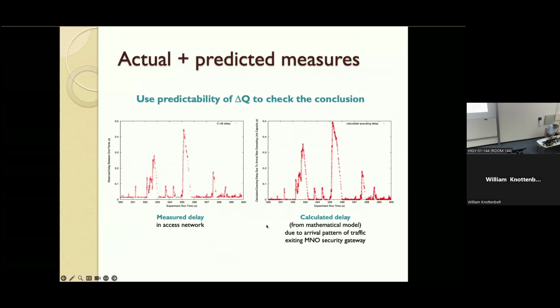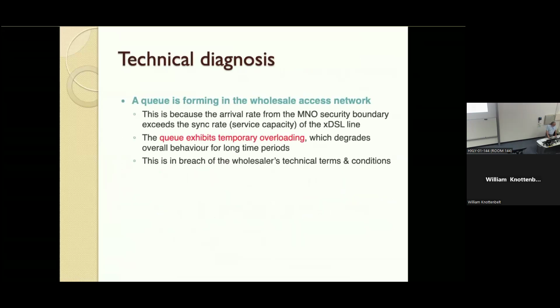Okay, so with this, we can actually measure; this is the measured delay on the left. We can actually make a mathematical model of the system, and you can see that they correspond closely. So with this, we can now start diagnosing the problem.